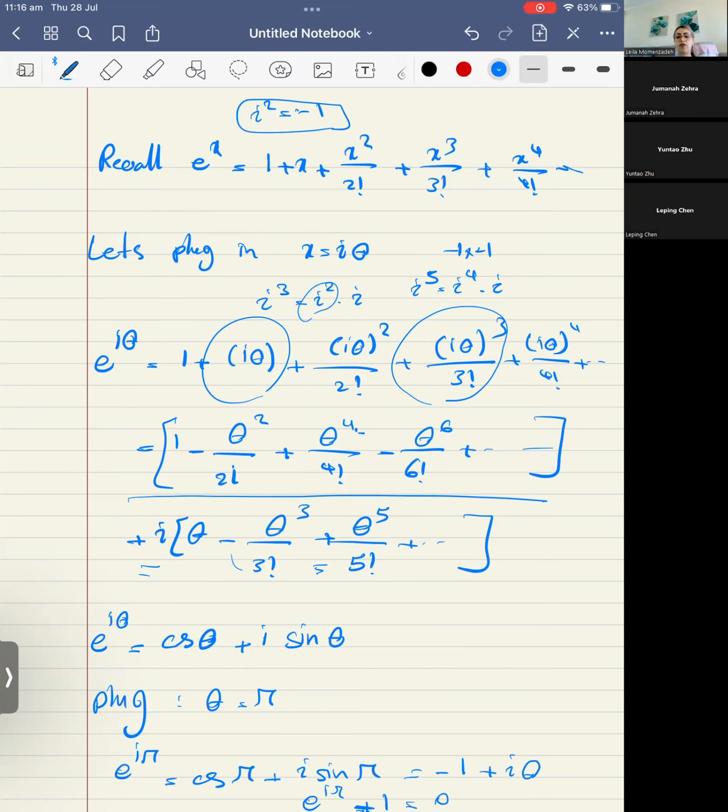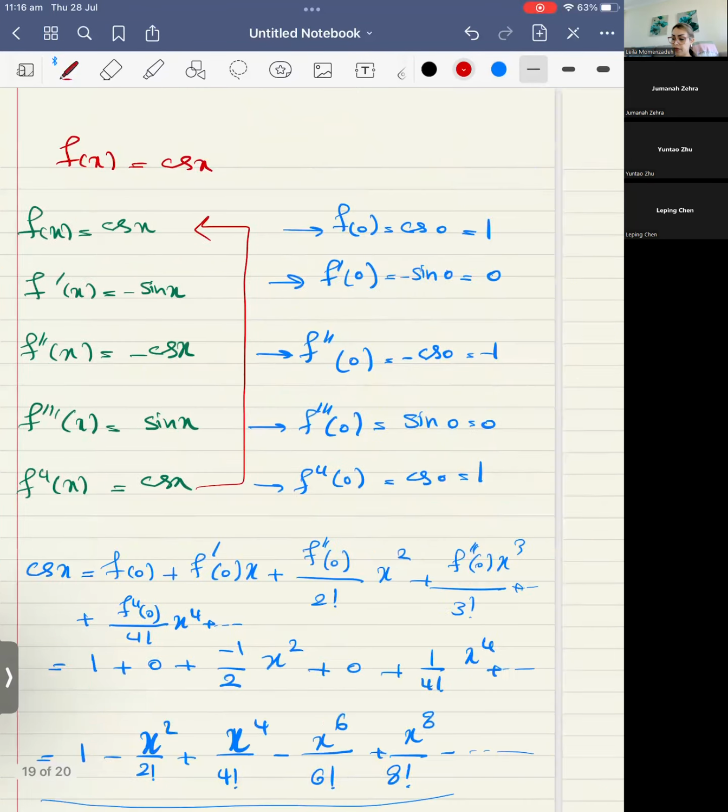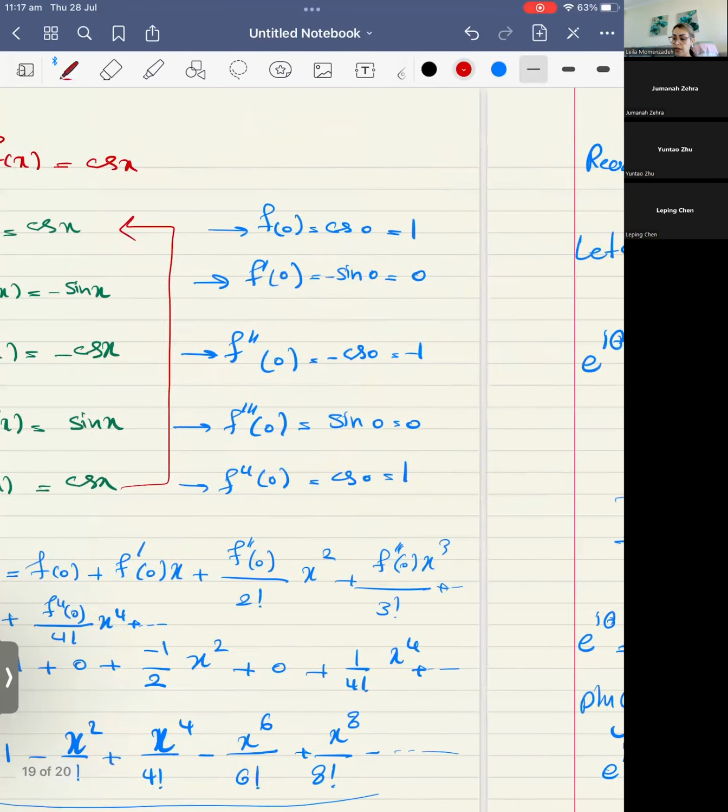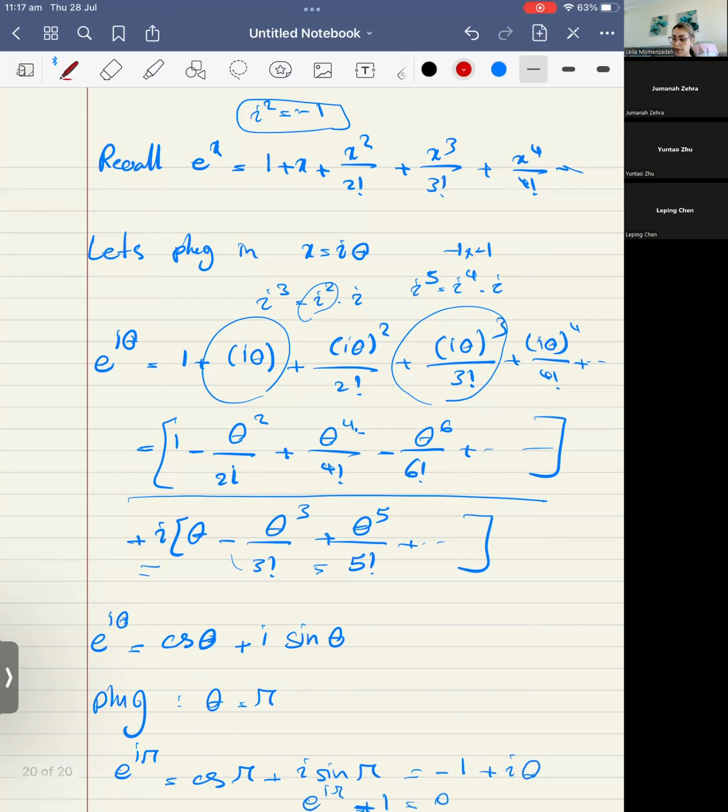You can use this formula anywhere that you want. You can use this formula as a cosine x, or this formula as a sine theta, or this formula as a cosine theta. It is officially the world's most important formula, and at the end you have e to the i pi plus 1 is equal to 0. Okay.